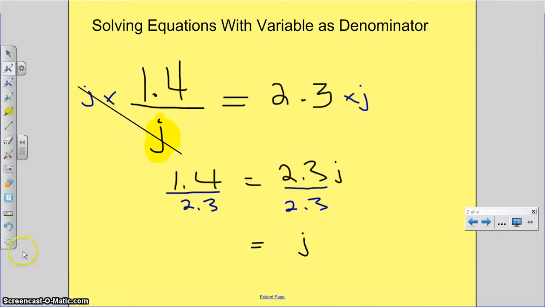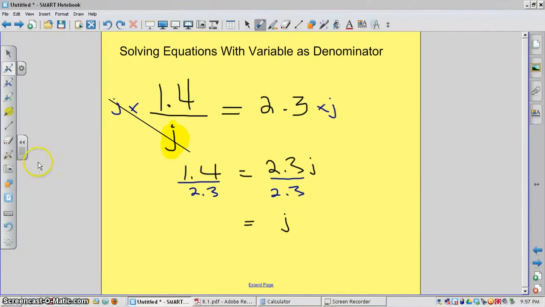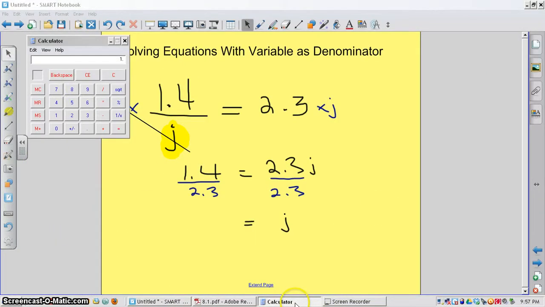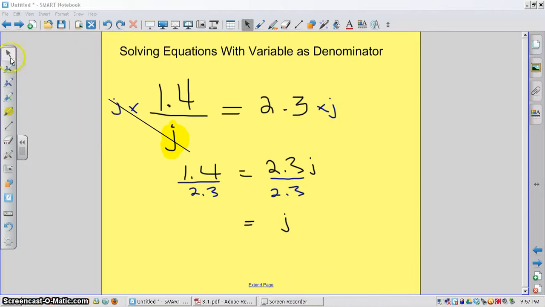And what do we have for an answer there? Where's my calculator? I don't know. Doesn't matter too much what the actual answer is, but yeah, 0.6 or something. So that's good.